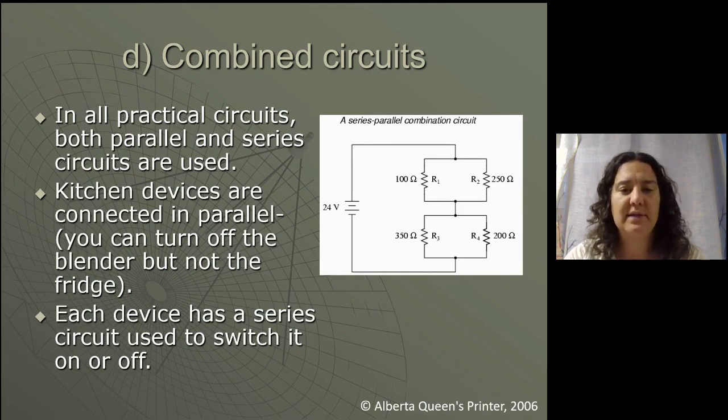Drawing series and parallel circuits is a great way to visualize a written question, and I hope you enjoyed the lesson today.